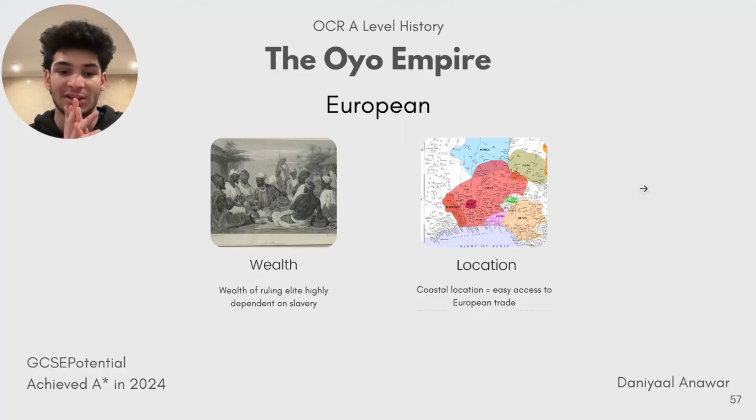Europeans, so two points here. Firstly, the wealth of the ruling elite was highly dependent on slavery. There was a bit of slavery in Oyo, not as much as Congo, I'm not really too sure. But the general point is that the wealth of the people in charge was directly correlated with how much they engaged in slavery and slave relations. Second point was location. It was a coastal location, which meant there was easy access to European trade. Oyo did trade quite a bit with the Europeans, I think in particular the Portuguese.